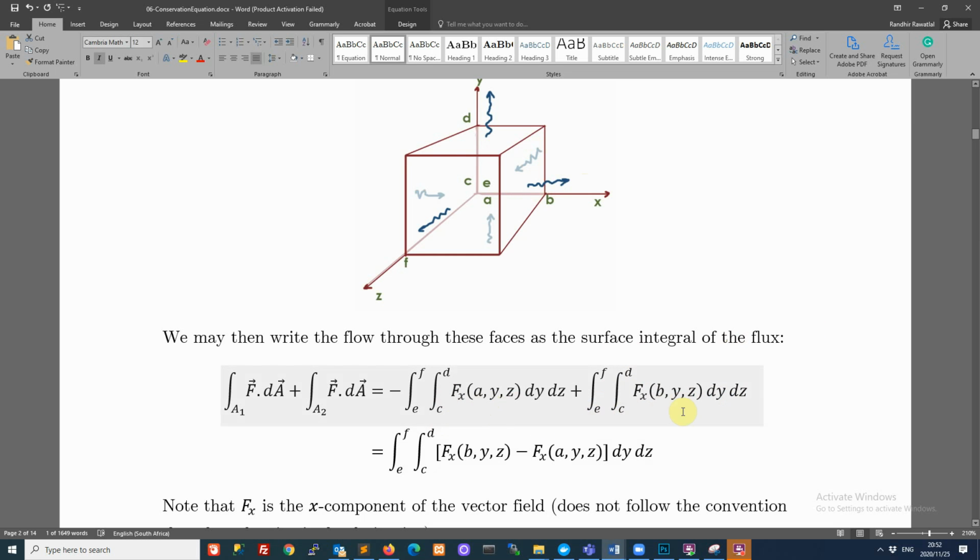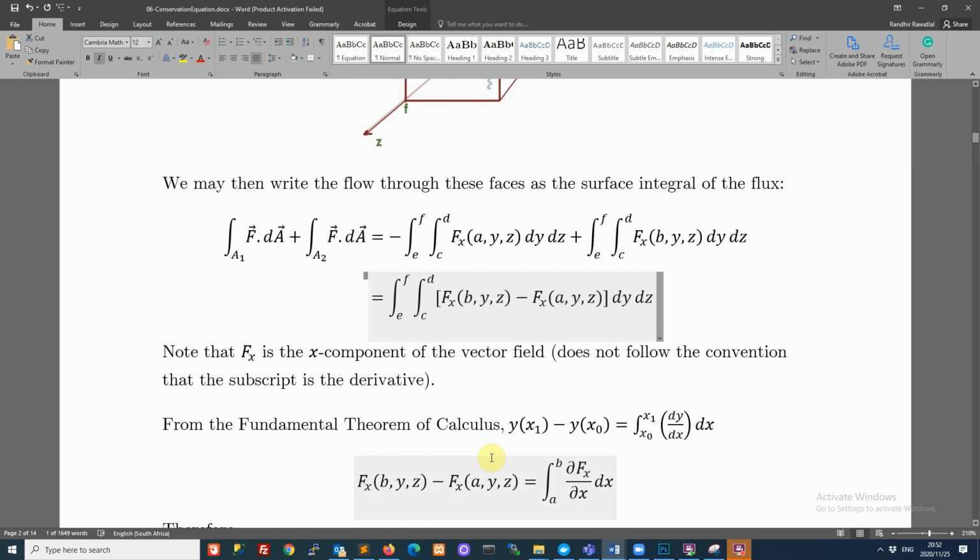And then if we look at these two terms, we can see that we are integrating over the same y and z space. So we can combine this integration and rewrite this as the area integral of the difference of this function Fx, the x component of f, and the difference is in a and b for the x value of Fx. So that's what we have here.